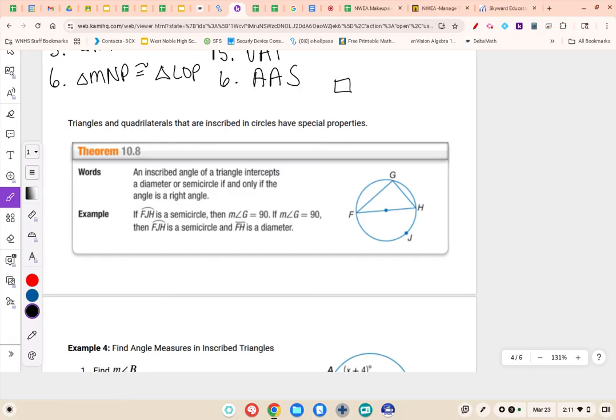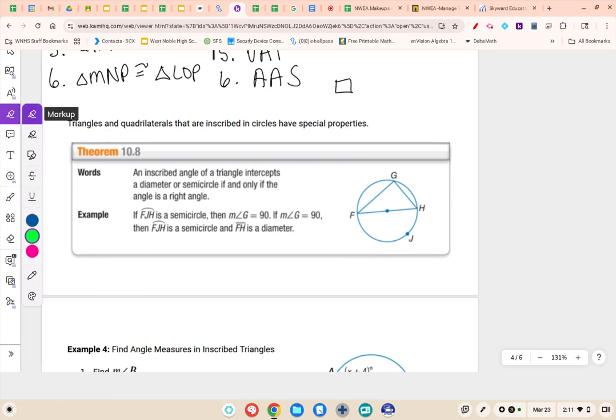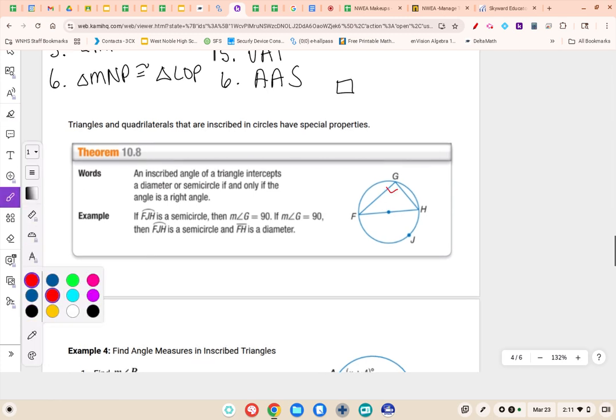Next, triangles and quadrilaterals that are inscribed in circles have special properties. An inscribed angle of a triangle intersects a diameter or semicircle if and only if its angle is a right angle. So we actually used this on one of our previous lessons, and I told you we'd get here. This has to be a right angle because it intersects this diameter. Remember, this is technically an inscribed angle, which means this arc here is 180, and half of 180 is 90. So this has to be a right angle if it intersects a diameter.